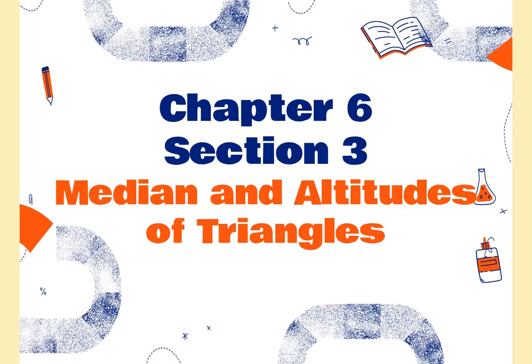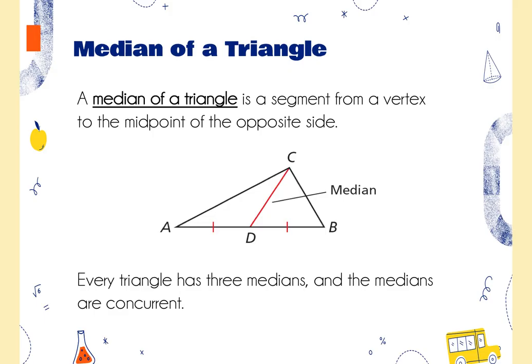All right, chapter 6, section 3 is now medians and altitudes. So when we're done with this, we've covered perpendicular bisectors, angle bisectors, medians, and altitudes. The median of a triangle is the segment from the vertex to the midpoint of the opposite side. So if this is my triangle, I would find the midpoint of one of the sides, and connect it to the opposite vertex. That segment is called the median.